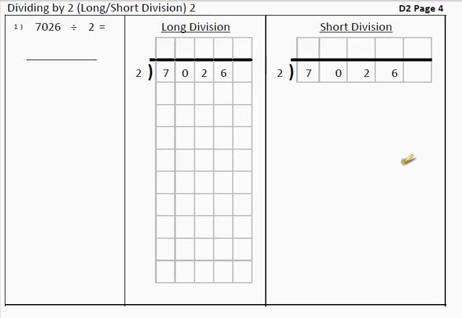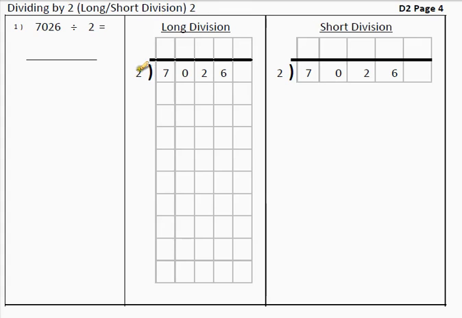Now, a bit of a longer division here. Please try this. Short division, very quick and easy. You know you should learn the long division. Please try it. It's your turn. Pause the video.